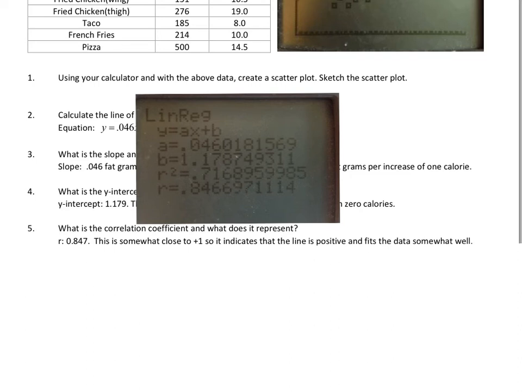And that's somewhat close to 1. It's not exactly 1. We can tell by looking at the picture that the dots aren't all following a perfect line. So we know it's not exactly 1, but it's close. It does indicate that the line is positive, and it does fit the data somewhat well.